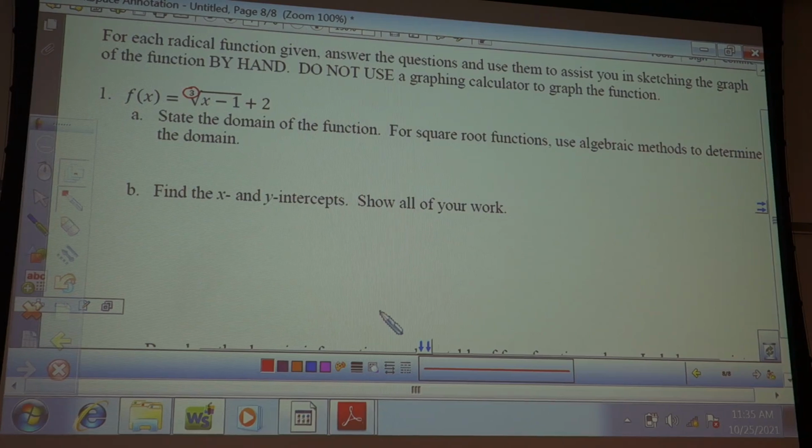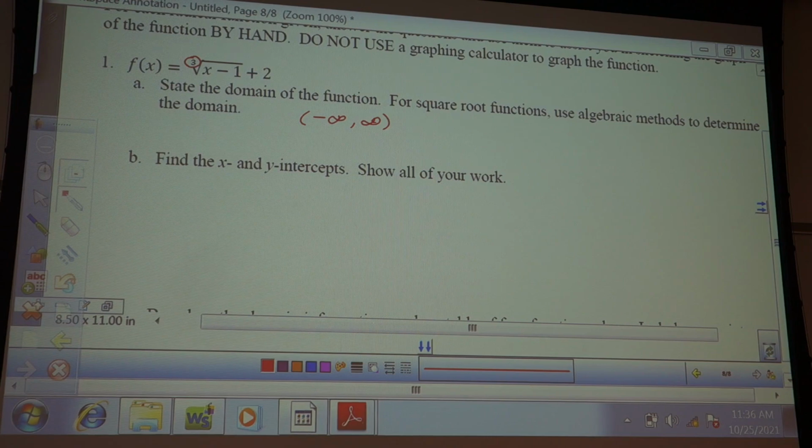My domain here? What's my domain? Negative infinity to positive infinity. It's all real numbers. Or you can put all real numbers, right? Whichever one you want to put. Okay.